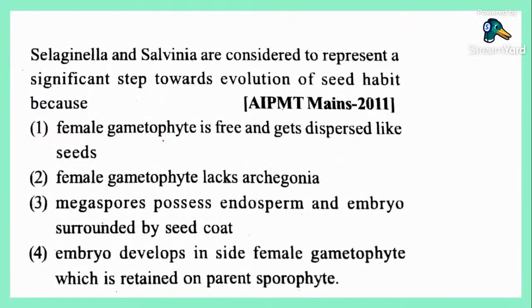Next, moving on to question number 5. Selaginella and Salvinia are considered to represent a significant step towards the evolution of seed habit because of what? AIPMT 2011. Selaginella and Salvinia come under the pteridophytes, right? They are considered a precursor of seed habit because the embryo develops inside the female gametophyte, which is retained on the parent sporophyte. So the correct answer for question number 5 is option number 4.